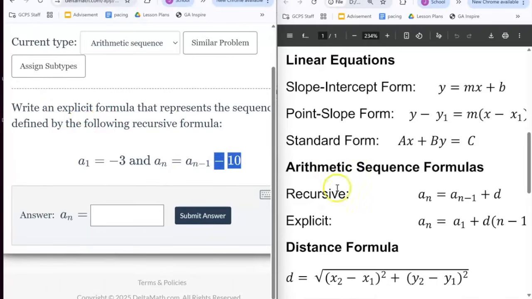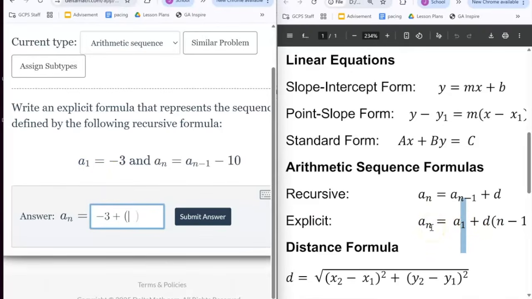All right, write an explicit formula. So I'm going to go here. This is explicit. A sub n equals the first term. They tell me the first term is -3. So I'm going to type -3. Then next I should have plus, and then the common difference, which again, we would do the second minus the first. However, because you're given recursive, you're told what it is in the formula. So the common difference is the plus d right after the term before. So right after the term before, this is the common difference. So I'm going to put that here.